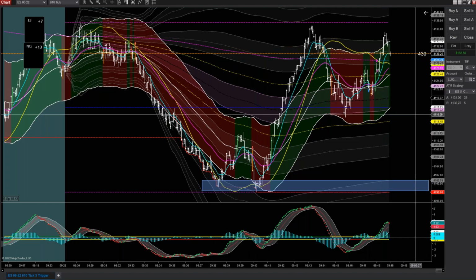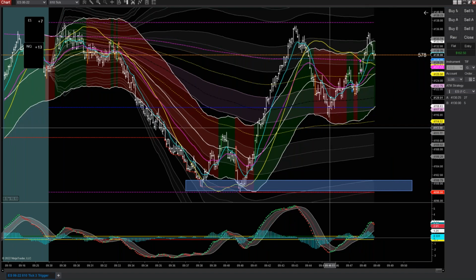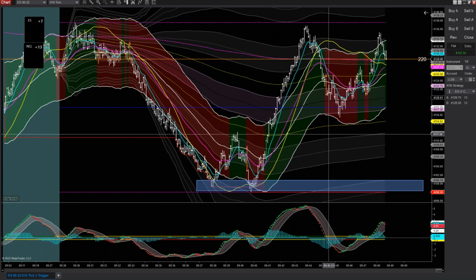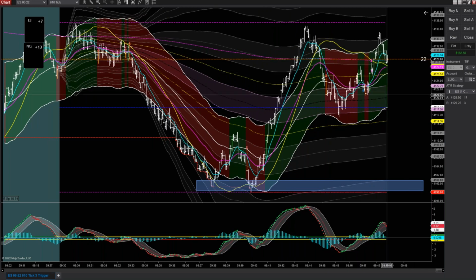If we are having an evaluation account, you don't want to try to be hitting home runs. So basically we can just average maybe 300 to 500, depending again on the setups here.